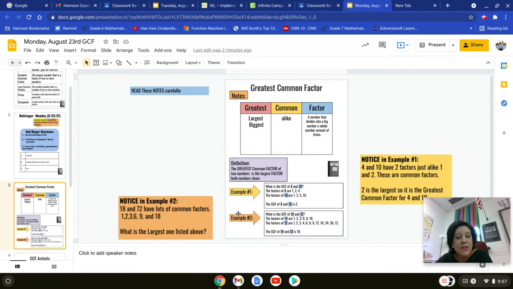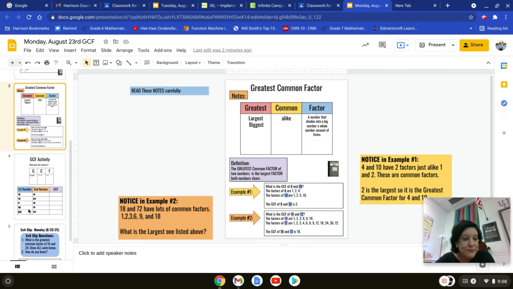Take a look. 18 and 72 have lots of common factors. 1, 2, 3, 6, 9, and 18 are the factors of 18. It's written down here at the bottom. You might need to zoom in on that. And 72, the factors of 72, 1, 2, 3, 4, 6, 8, 9, 12, 18, 24, 36, and 72. That's a lot of factors. Look at the ones they have in common. 1, 2, 3, 6, 9, and 18. What is the largest? What is the greatest? 18. So 18 is the greatest common factor.